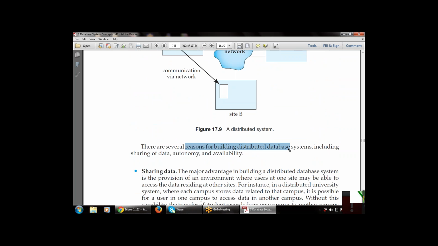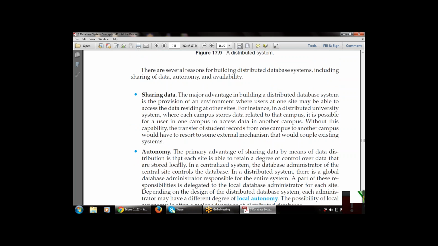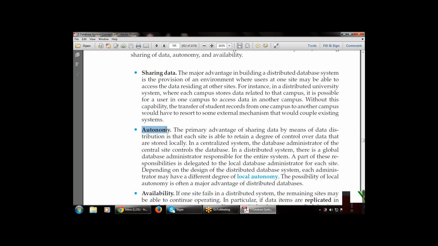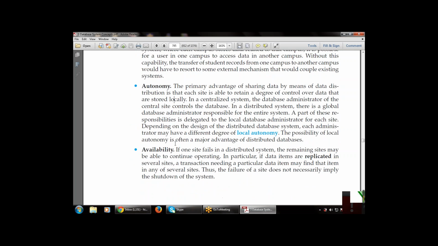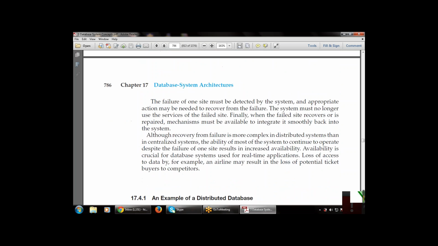There are several reasons for building a distributed database system, including sharing of data, autonomy, and availability. The first one is sharing data: in a distributed system, the data will be shared among various computers and various networks. Then autonomy: a distributed system retains a degree of control over the data. Then availability: if one of the sites fails, the data is available from the different sites.